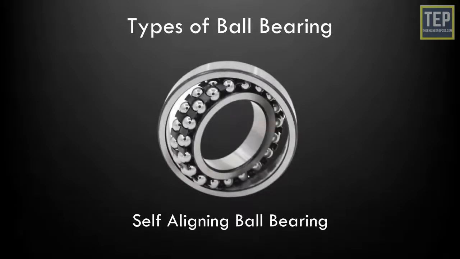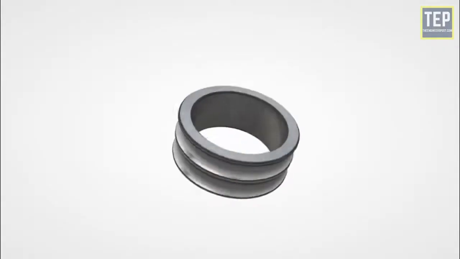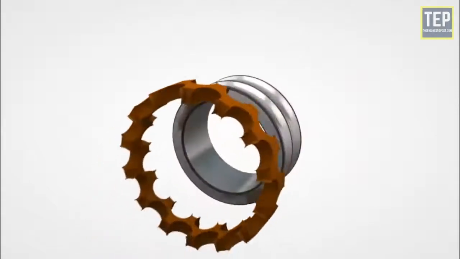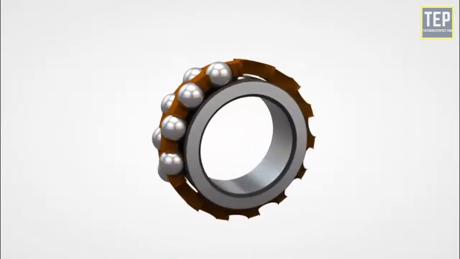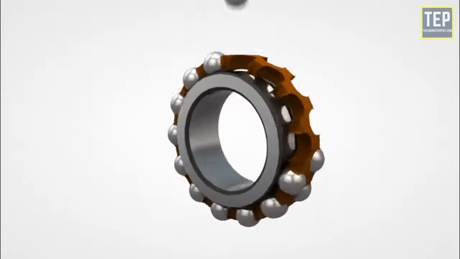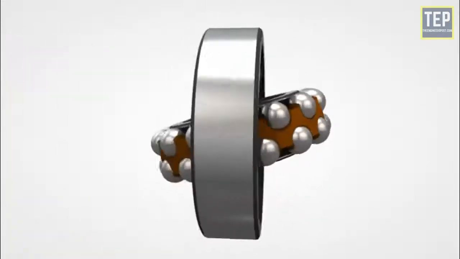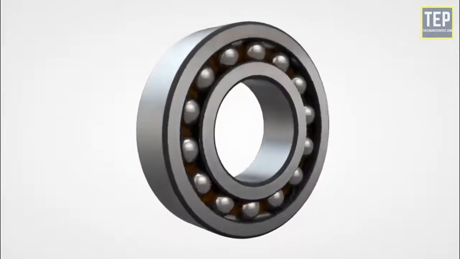Self-aligning ball bearings. In this type of ball bearing, the inner ring has deep grooves, similar to deep groove ball bearings, followed by two rows of balls and the outer ring. The outer ring has a concave shape, and this grants the inner ring.